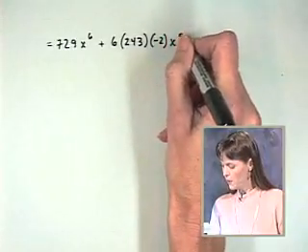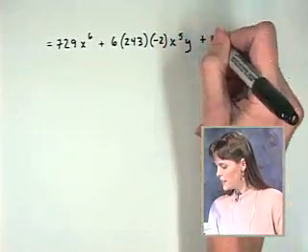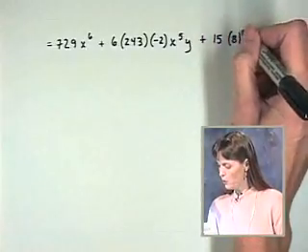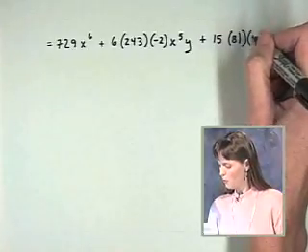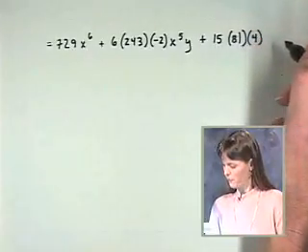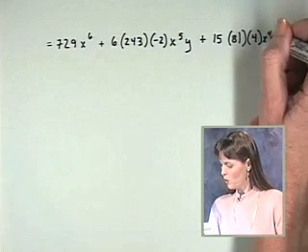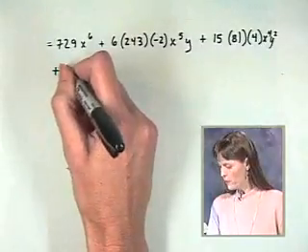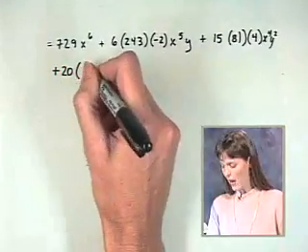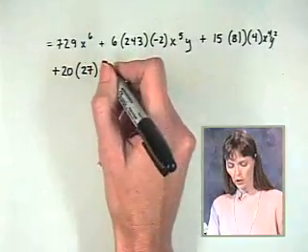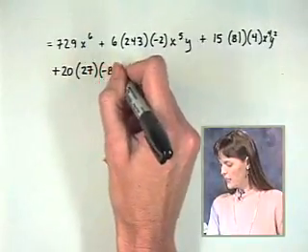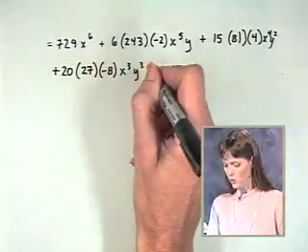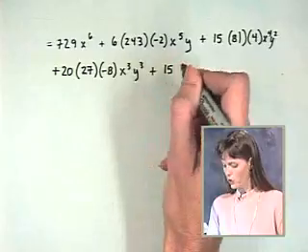then x to the 5th y plus 15, which is the binomial coefficient, times 81, which is the 3 to the 4th power, times 4, which is the negative 2 squared, then times x to the 4th y squared. Now we're going to add to that the next term. Binomial coefficient is 20. We have 27, which would be the 3 cubed, times negative 8, which is the negative 2 cubed, x cubed times y cubed, plus binomial coefficient is 15.